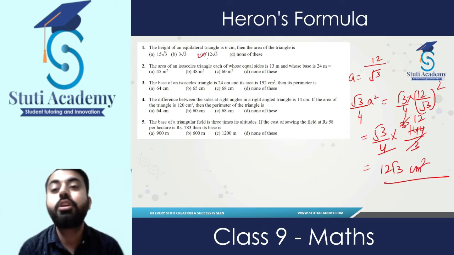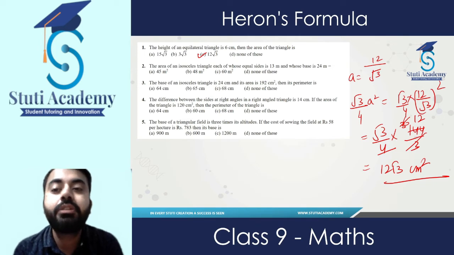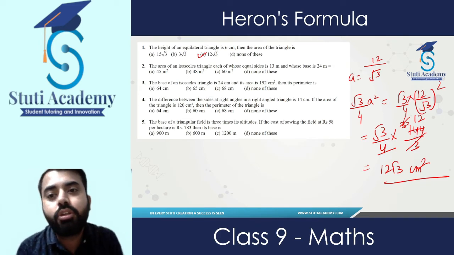It was given to you that ABC, or any triangle, was an equilateral triangle with height 6 centimeters.